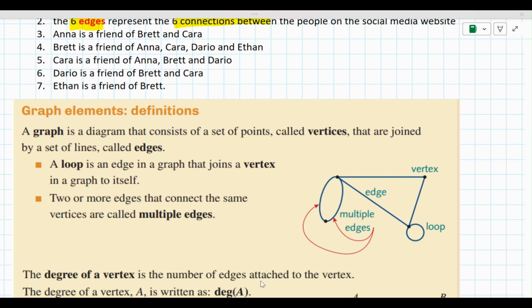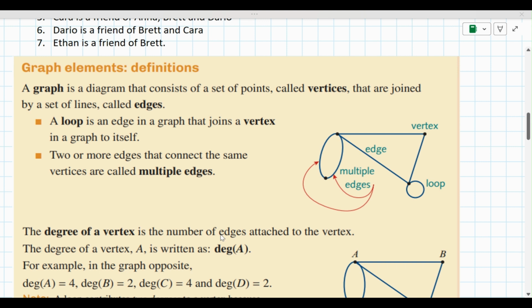Here are some more details about the graph. We're going to learn what a loop means. A loop goes from point A back to point A. So a loop is an edge in a graph that joins a vertex to itself, like a circle. And we have multiple edges, which is when point A connects to point B using different edges. That's called multiple edges.